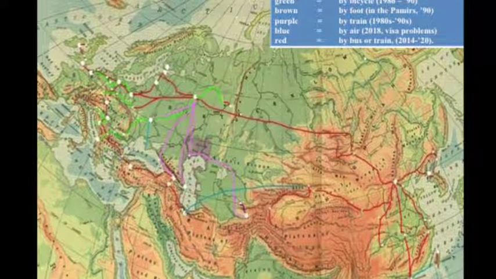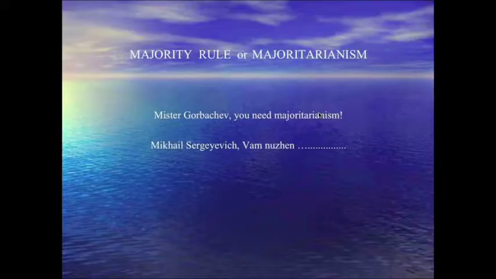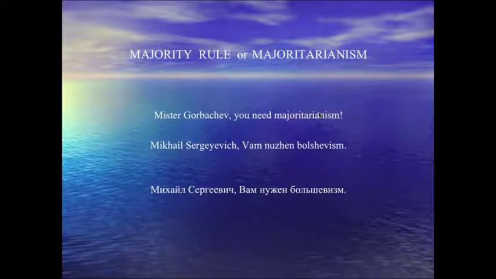So basically, we were saying, Mr. Gorbachev, you need majoritarianism, but he doesn't speak English. So we had to translate it into Russian. So we said, Mikhail Sergeyevich, you need majoritarianism. And the Russian word for majoritarianism is Bolshevism. So we were telling Gorbachev to be a little Bolshevik. And we're all little Bolsheviks, I'm afraid.